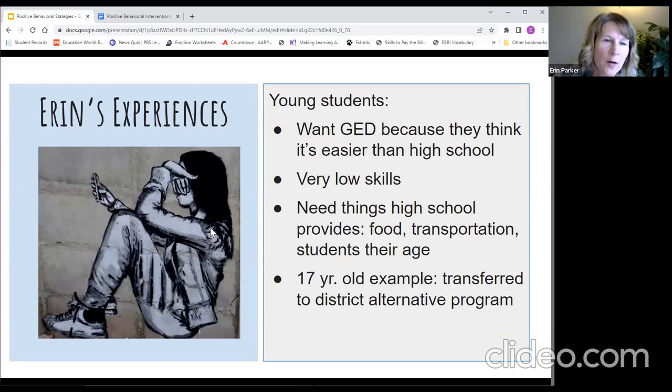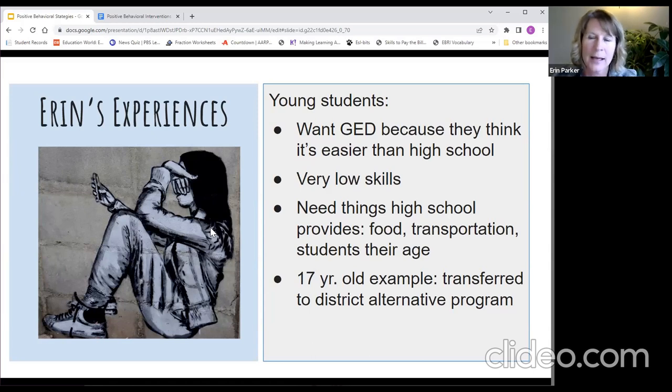Thanks, Miriam. So I'm going to share my experiences just to let you all know. Miriam teaches ESL level 1, and I teach academic skills, kind of that intermediate level, pre-GED. So there are a few differences, but also similarities. But my young students, I get some that are native born, but they want their GED because they think it's easier than high school. And so they're just like, I just want to get this done. I don't want to be in school anymore.